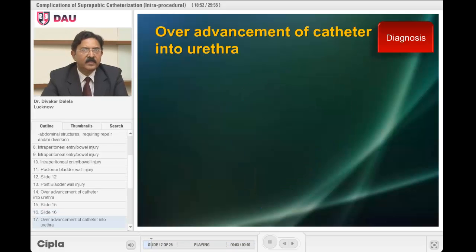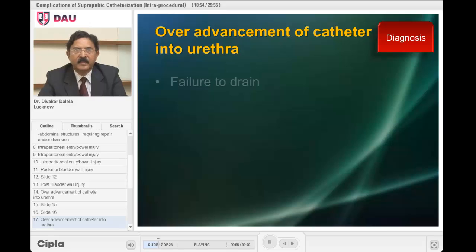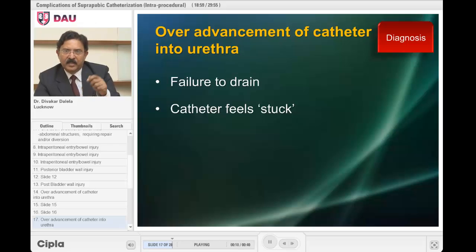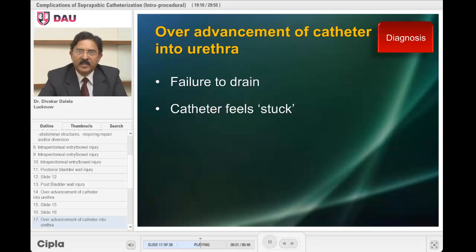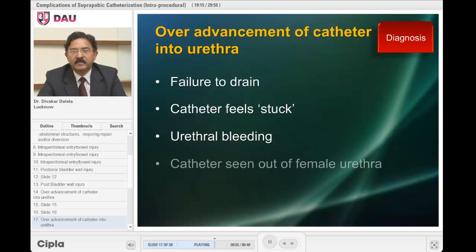How do you diagnose that over advancement has occurred? There will be failure to drain, obviously. If you try and pull the catheter, there's a feeling of the catheter getting stuck there. It's not freely mobile in the bladder lumen. You try to push it in, it neither goes in nor comes out. There's a feeling of a stuck catheter. There may be bleeding from the urethral meatus. And if your patient is a female, I have had occasions where I've seen the catheter coming out of the urethra and lying in the vestibular area of the female, out of the urethral orifice. So that's what can happen.